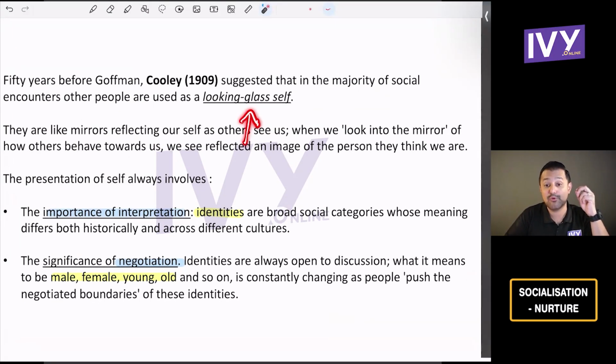Now, what do we mean when we use the phrase looking glass self? They're like mirrors. In other words, according to Cooley, we treat other individuals like mirrors reflecting ourselves as others see us. When we look into the mirror of how others behave towards us, we see reflected an image of the person they think we are.